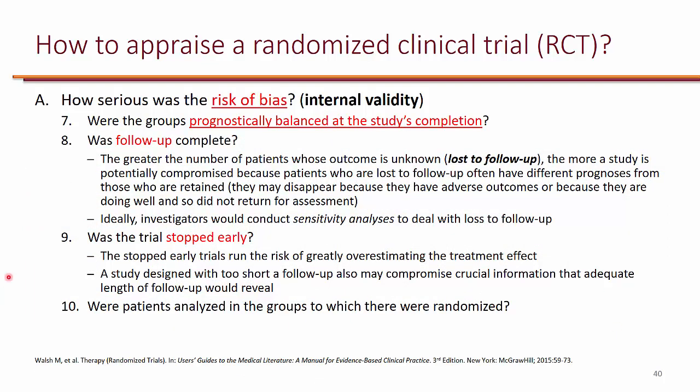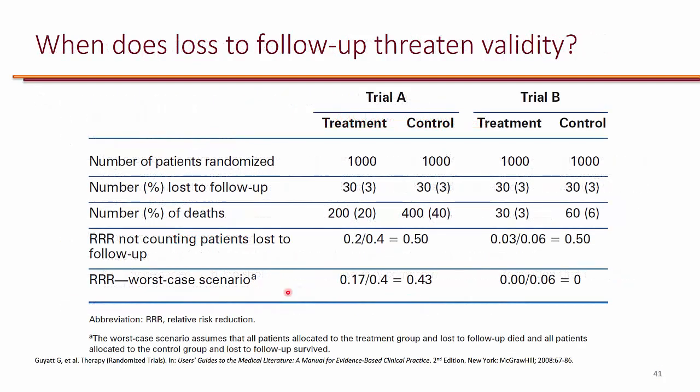And then at the end of the study, you still want to make sure that the two groups are balanced. So you want to make sure that the follow-up was completed, and you want to make sure that the study was not stopped early, because if any of these happened, that's potential for introduction of bias. So when you lose patients to follow up, it can make a big difference, because the question is, if you lost someone to follow up, you don't know if they died, for example, or if they're just not available anymore.